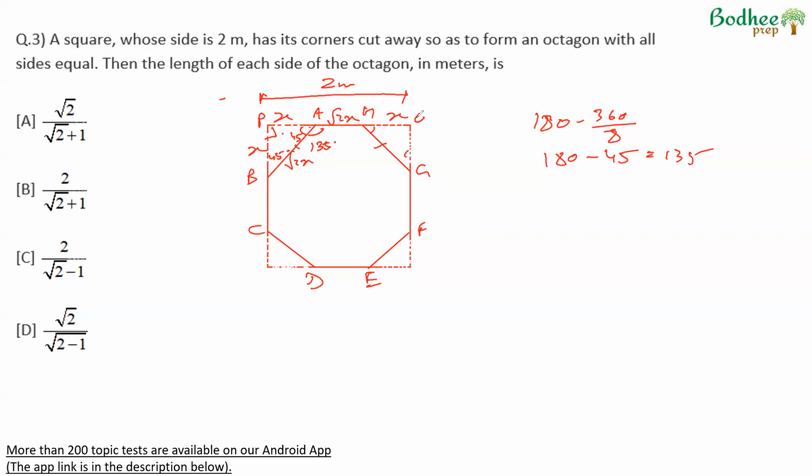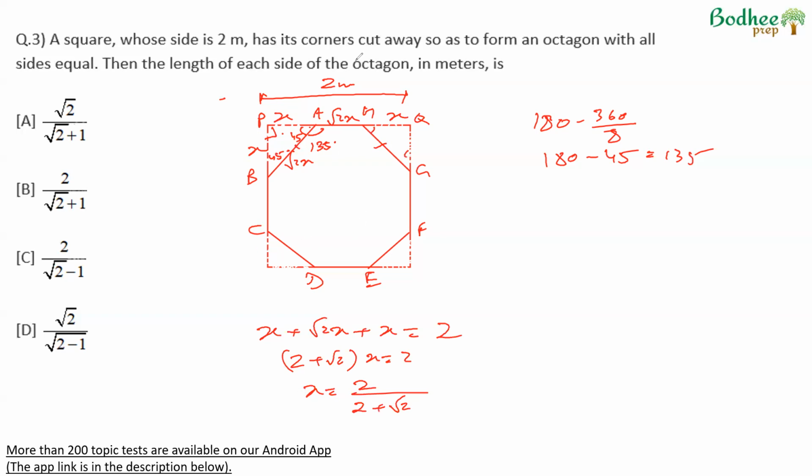So along this line, say PQ, we can say PA, X, plus AH, root 2x, plus HQ, X, will be the length of the square, that is 2. And therefore 2 plus root 2 into x will be equal to 2. Therefore x will come out to 2 upon 2 plus root 2.